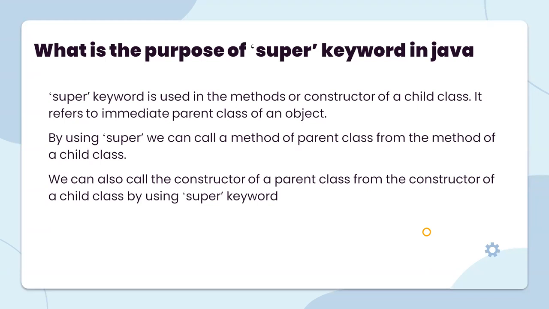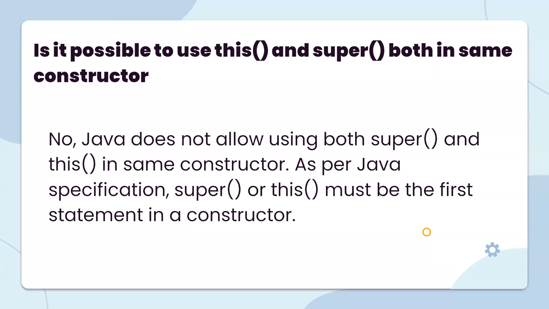What is the purpose of the super keyword in Java? The super keyword is used in the method or constructor of a child class, right? It refers to the immediate parent class. By using super, we can call a method of a parent class from the method of a child class. We can also call the constructor of a parent class from the constructor of a child class using the super keyword. Is it possible to use this and super both in the same constructor? No, this is the rule. Java does not allow both super and this in the same constructor as per the Java specification. Super or this must be the first statement in the constructor.